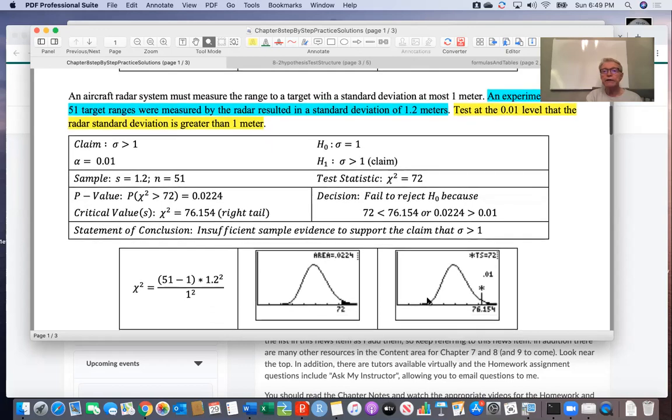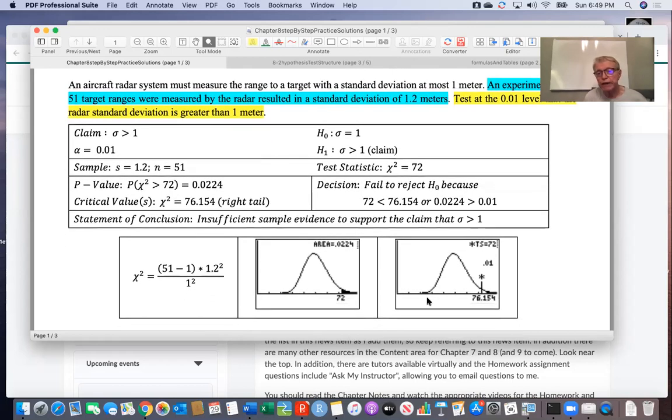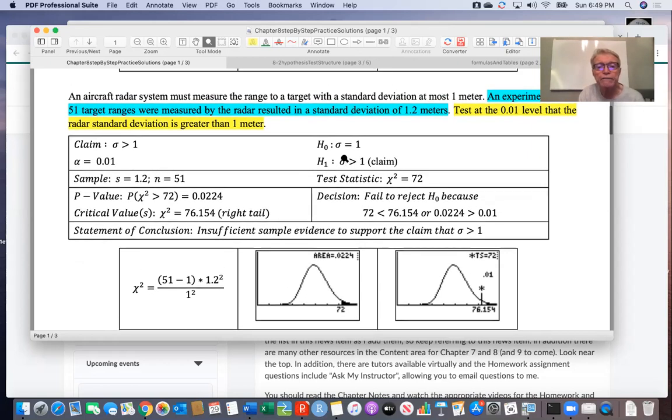Again, this one is a test of standard deviation, so it's a different looking curve. But let's see what we've got here. We have that the claim was that sigma is greater than 1. It doesn't have an equals part. And therefore, the alternate is the same, sigma greater than 1. And since the relationship in H1 is greater than, it's a right-tailed test.